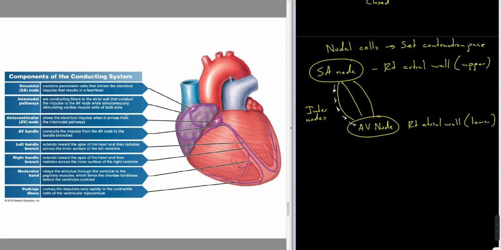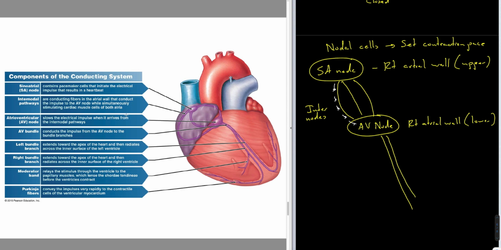Now the AV node has bundles heading in between the two ventricles. Okay, we call these the bundle branches. These head down the bottom of the ventricles and create what we call the Purkinje fibers. So these are the very, very bottom of the ventricles. And it's the Purkinje fibers that will then contract and push the blood from the bottom up through the ventricles.